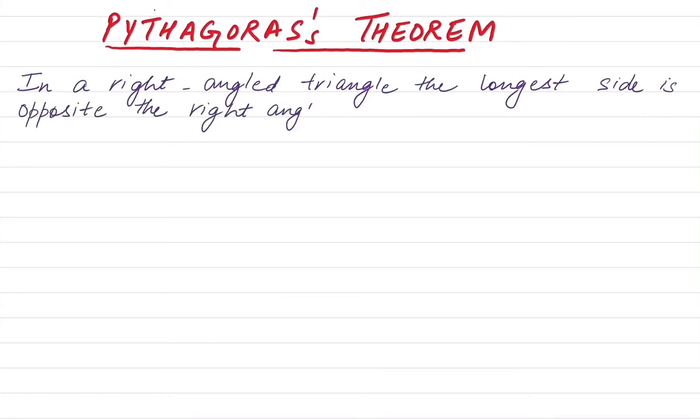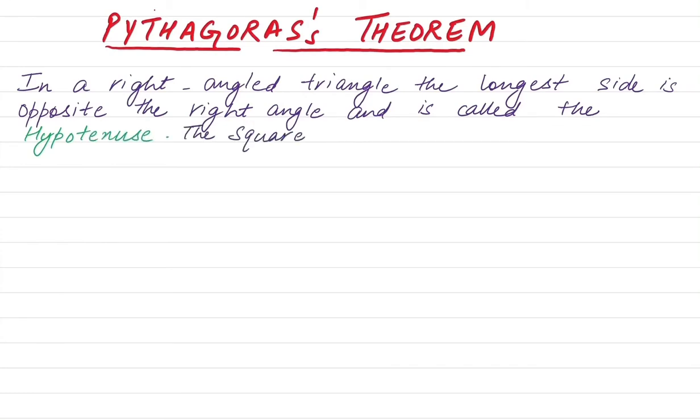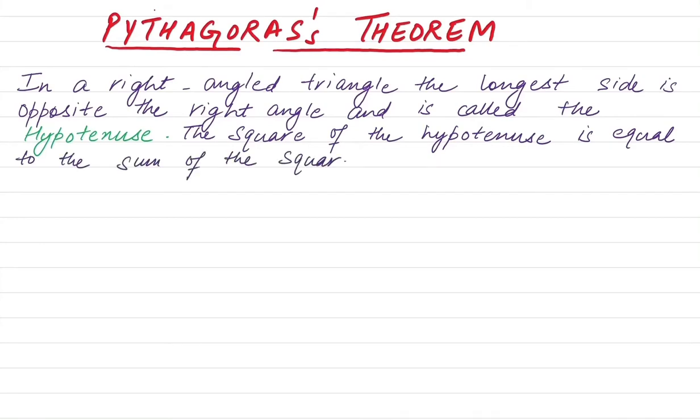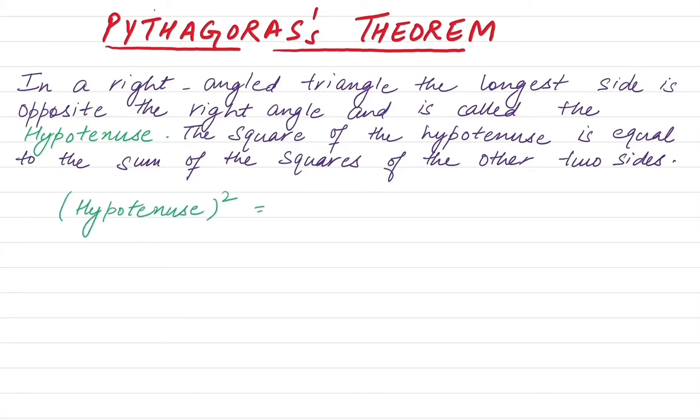angle, which is 90 degrees, and is called the hypotenuse. So in the right angle triangle, the longest side is called the hypotenuse, and the square of the hypotenuse is equal to the sum, the sum means add, of the squares of the other two sides, which are called perpendicular and base. So hypotenuse whole square is equal to perpendicular whole square plus base whole square.